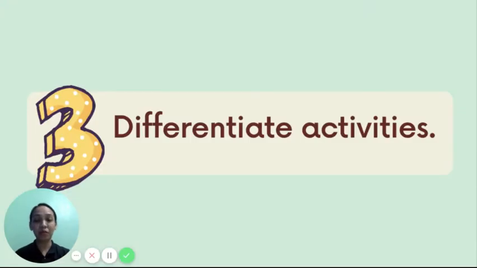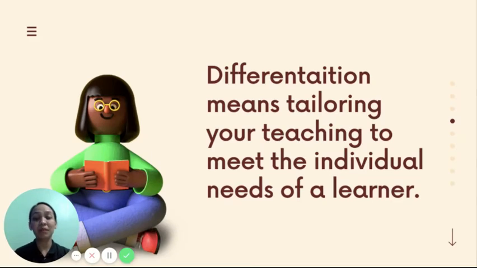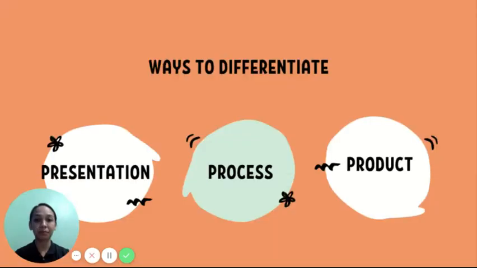So number 3, if you already know the learning styles, now you can differentiate the activities for your students. So what do you mean by differentiation? Differentiation means tailoring your teaching to meet the individual needs of a learner. So there are different ways to differentiate. You can differentiate through presentation, process, and the product.